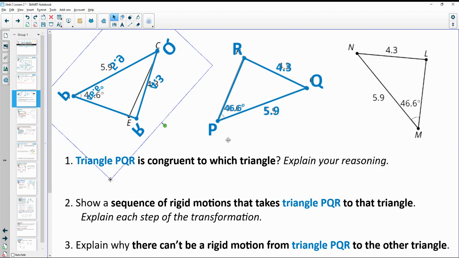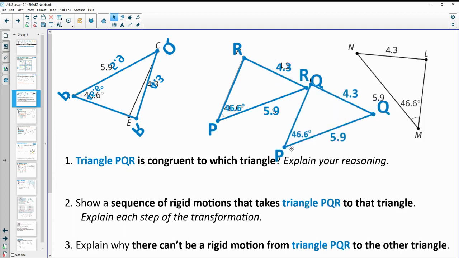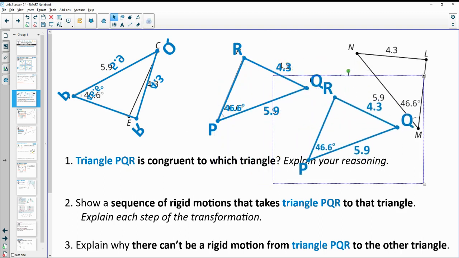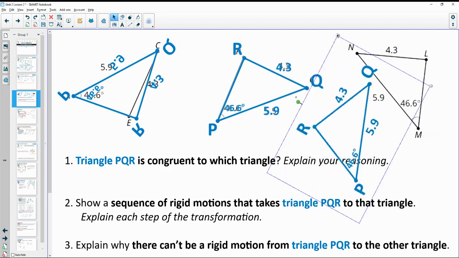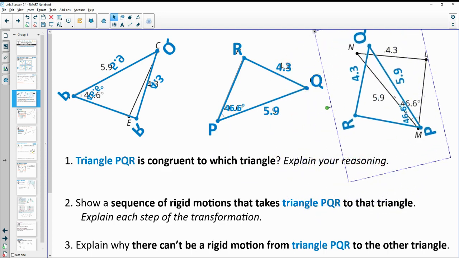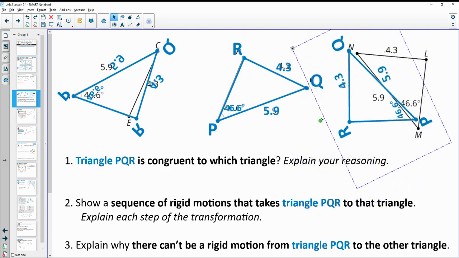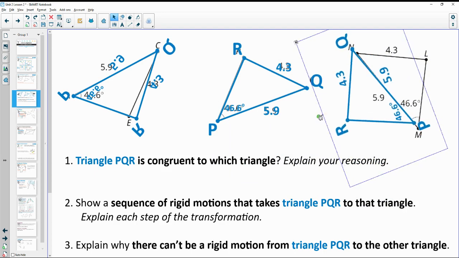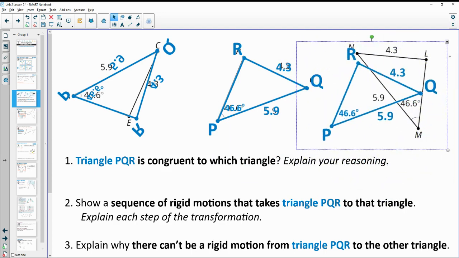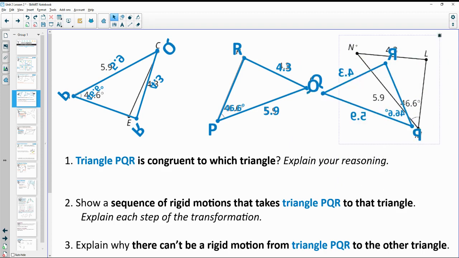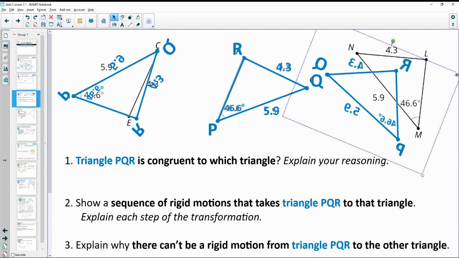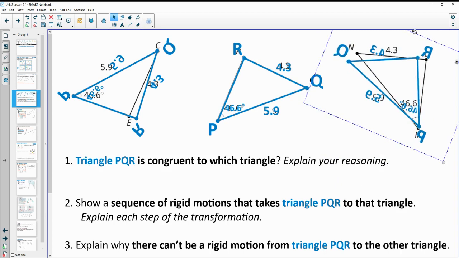So then you can just move your tracing paper over the next one. I'm just going to grab another one here. And so we can kind of rotate this. I see I'm going to need another reflection too, because if I get this 5.9 lined up, right, I'm going to need to reflect over this. So I'm going to flip my tracing paper over and then I can rotate it onto there.